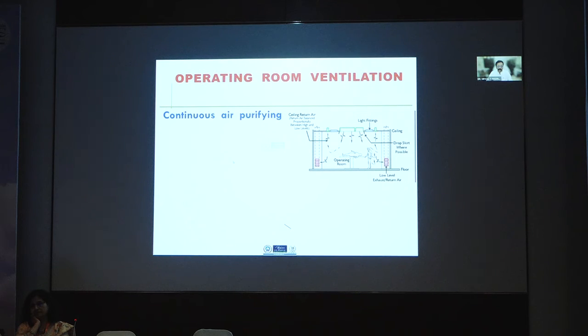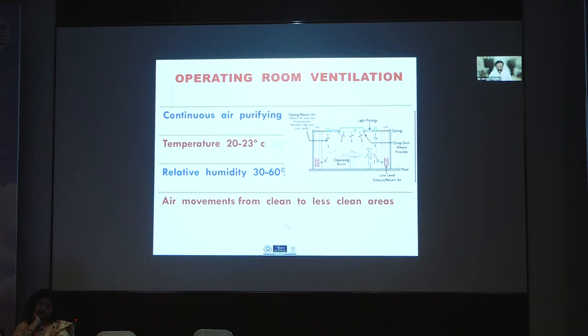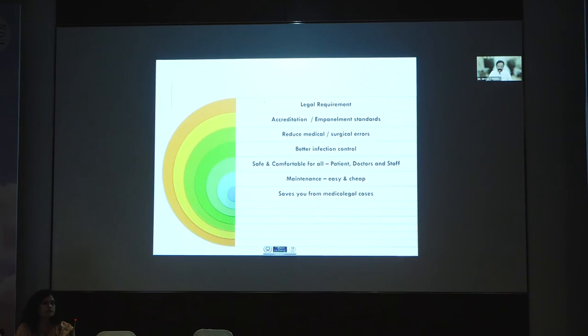For the ventilation requirement, there has to be continuous air purifying if you are having an AHU unit. The ideal temperature in operation theatre is 20 to 23. Relative humidity is 30 to 60 or 55 plus or minus 5. Air movement has to be from clean to less clean areas, and air changes have to happen minimum 15 total air changes per hour. So basically operation theatre design requirements are a legal requirement.